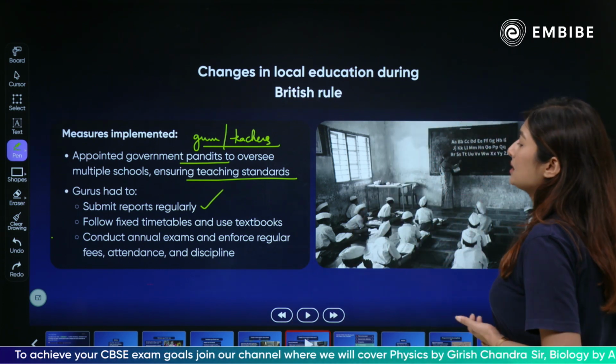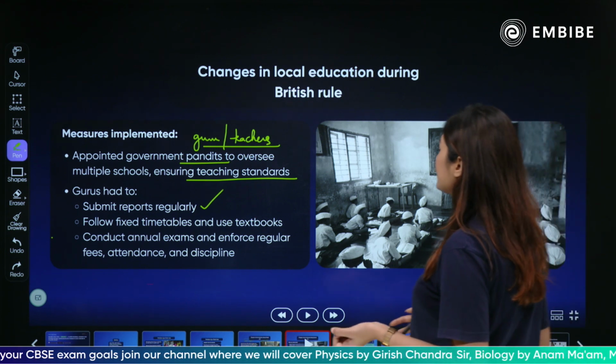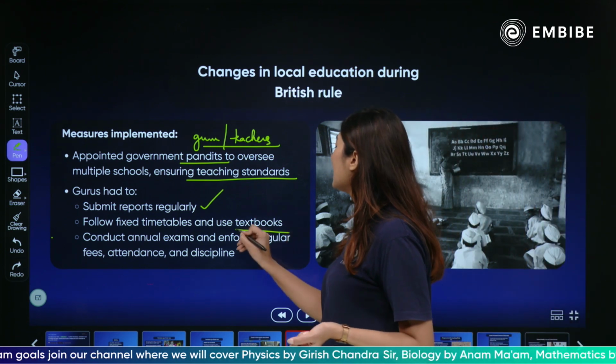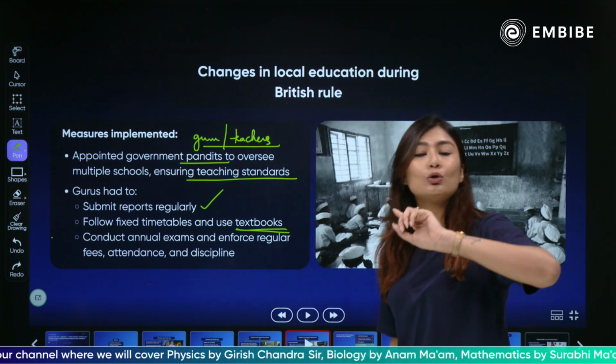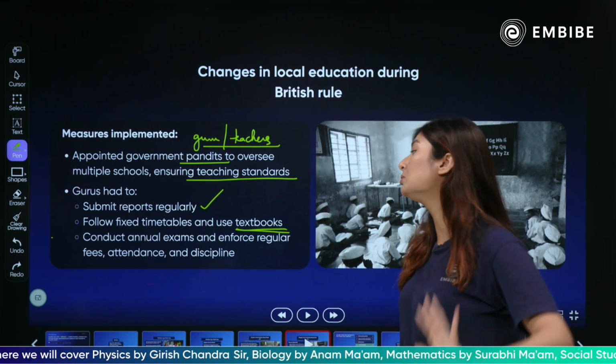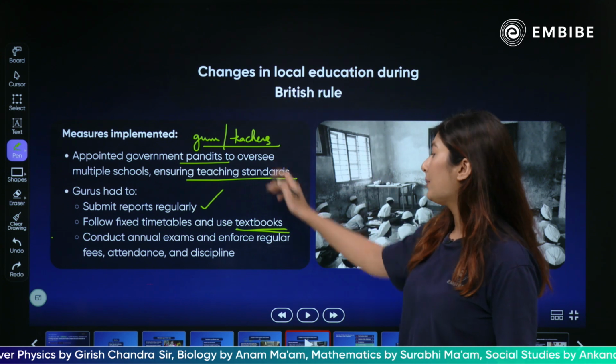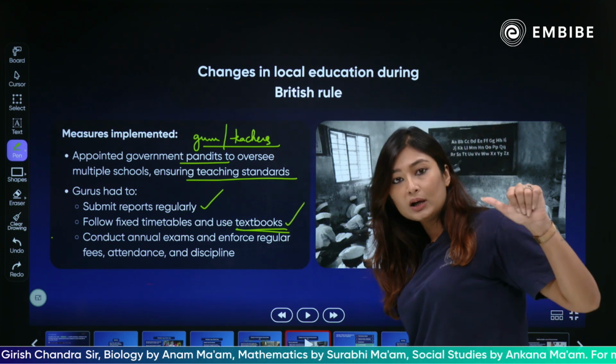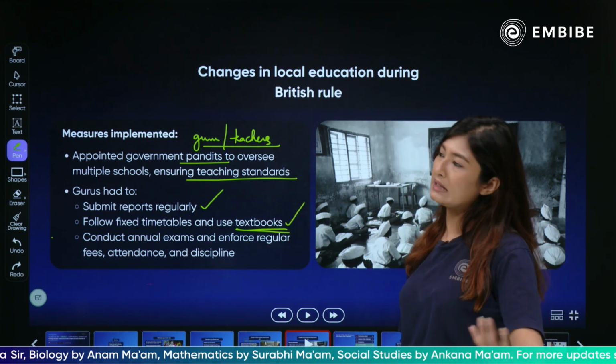They follow fixed timetables and used textbooks. तो अब क्या हो गया? Printed books आ गई हैं. There's a proper book that you have to follow. No more oral education in these schools. ठीक है? तो इनका काम ये भी था कि देखे कि कौन सी बुक्स फॉलो करनी है, बुक्स आ गई हैं कि नहीं, सब बच्चों के पास है कि नहीं.